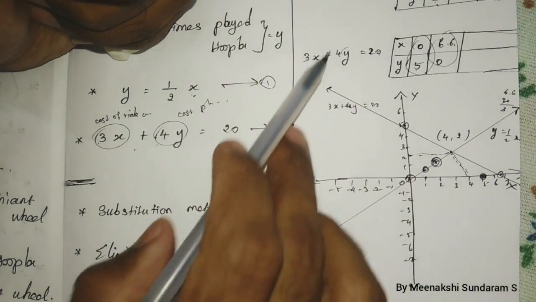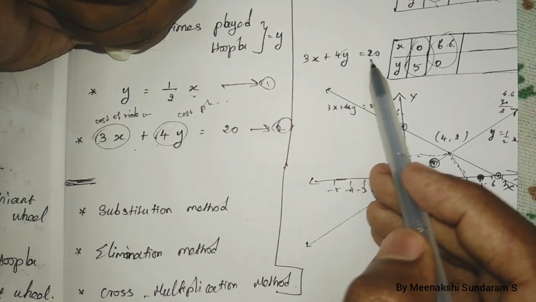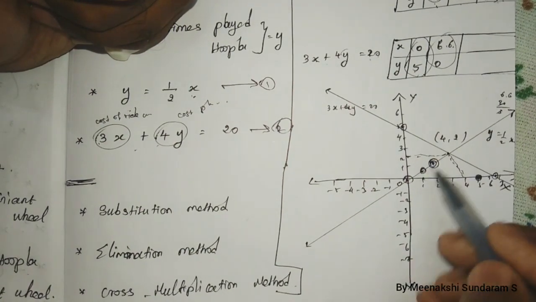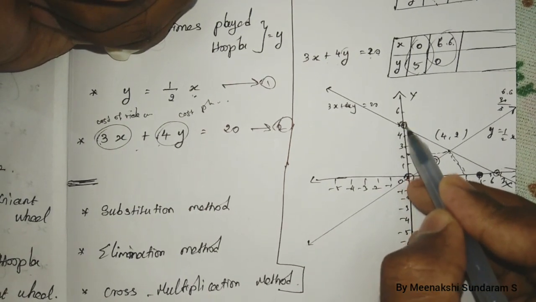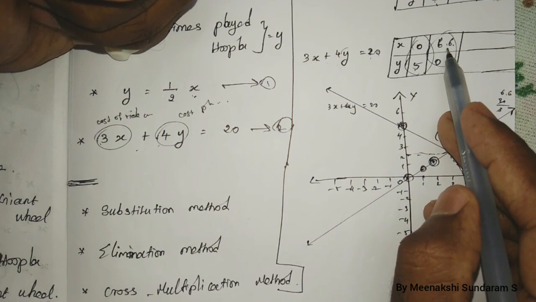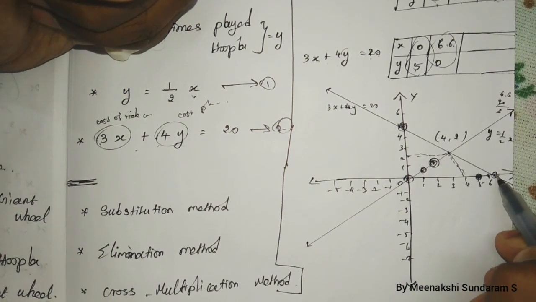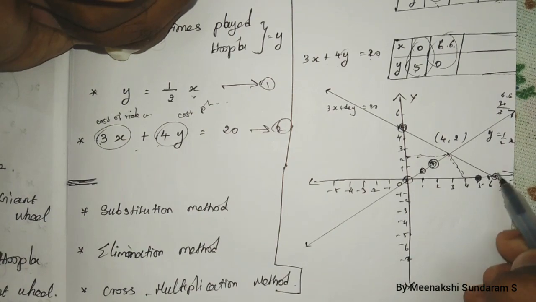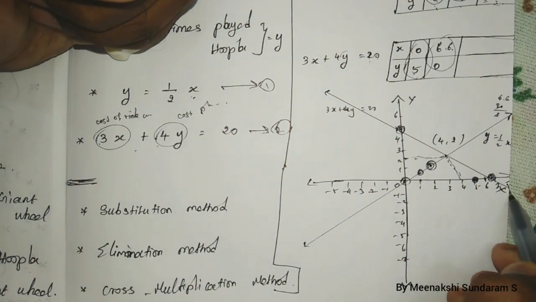Next, consider the equation 3x plus 4y is equal to 20. We have two points. First 0, 5, which should be on the y-axis, so you plot that point. Next, 6.66, 0, which is here. Now you just connect the two points, draw the line, and extend it.